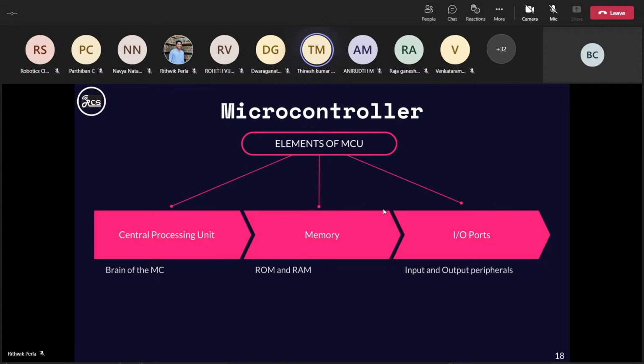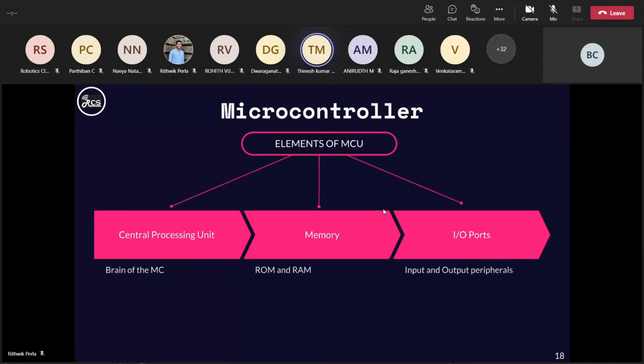This central processing unit does basic arithmetic, logical, and input-output operations. These three are major operations that are performed by a central processing unit. It can also transfer data, and communicate commands to other components in larger systems. So yeah, this is the brain of the microcontroller.